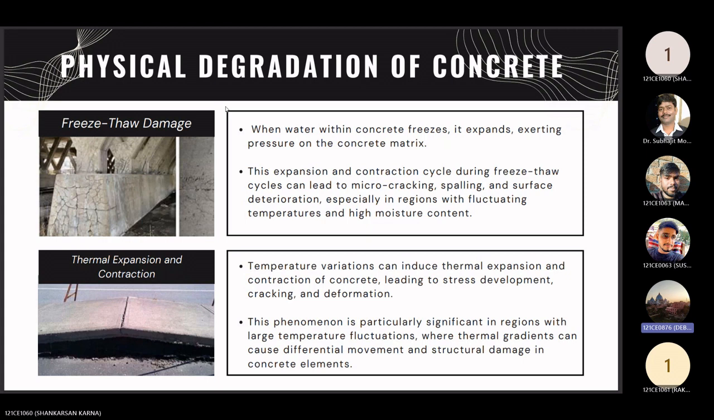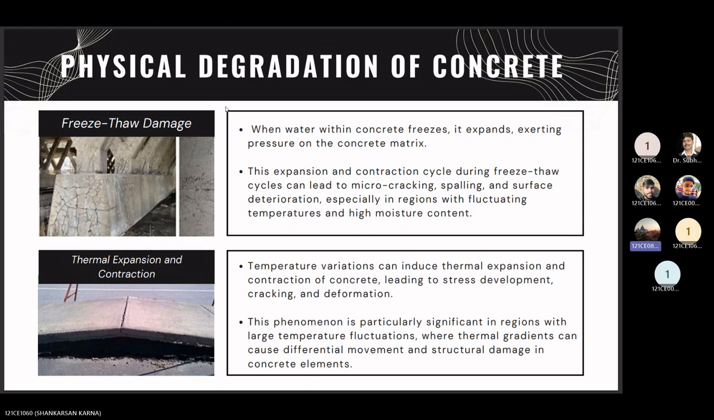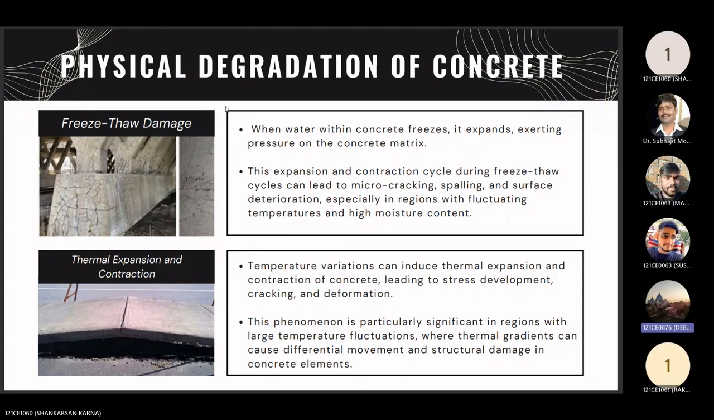First one is freeze-thaw damage. The freeze-thaw cycle is a major cause of damage to construction materials such as concrete and brick assemblies. Freeze-thaw damage occurs when water fills the void of a rigid porous material and then freezes and expands. It occurs in regions with high temperature fluctuation and high moisture content.